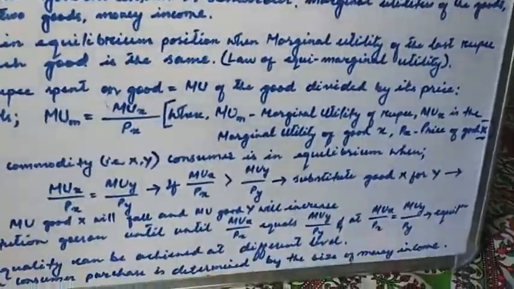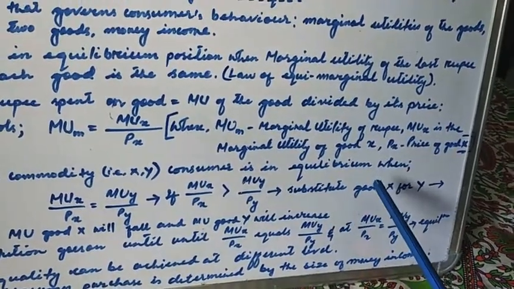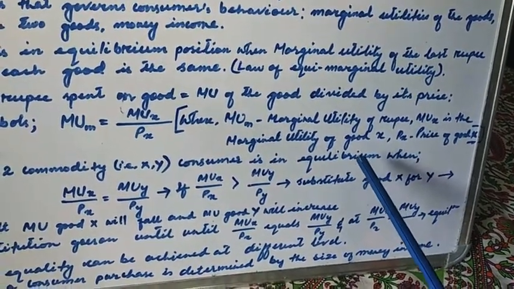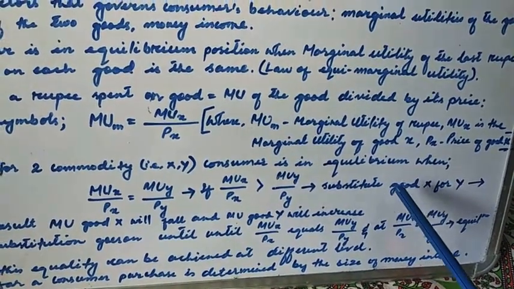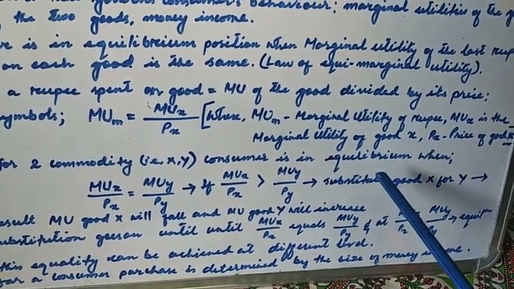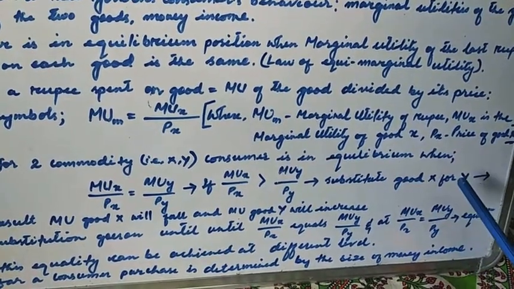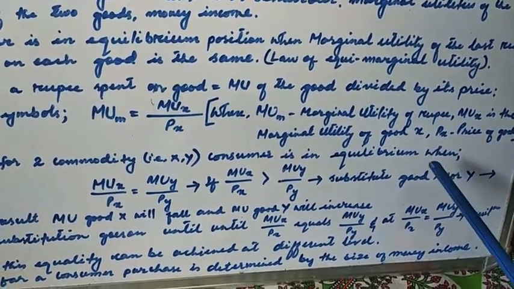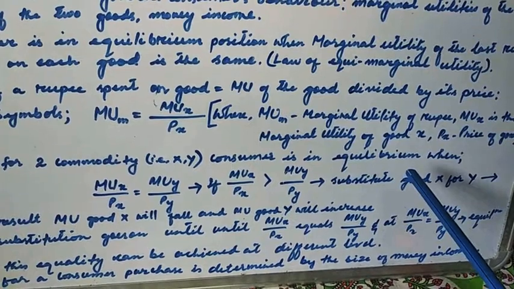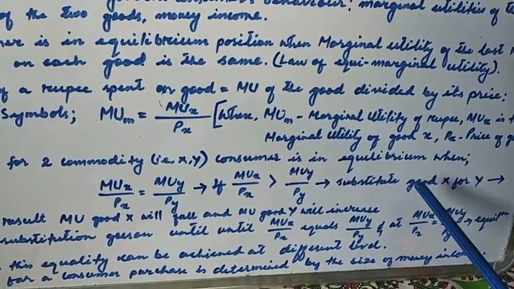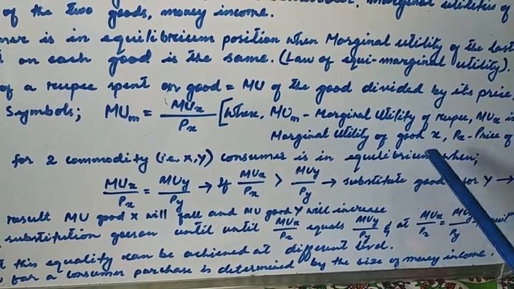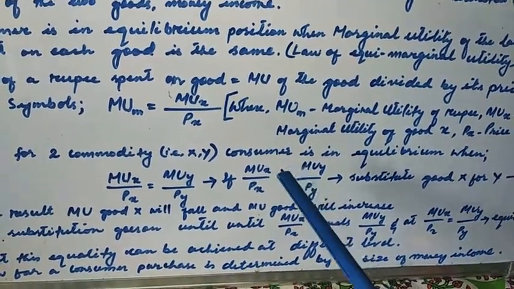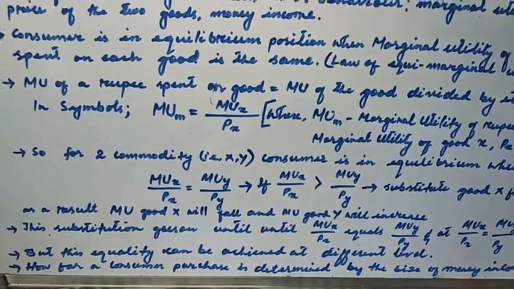Here, when we talk about substitution of good X for good Y, we are saying that, for example, you are deriving more utility from one particular good and less utility from another good, then you will substitute that good which you are deriving more utility from for the good from which you are deriving less utility. So, substitution happens if both are not equal.